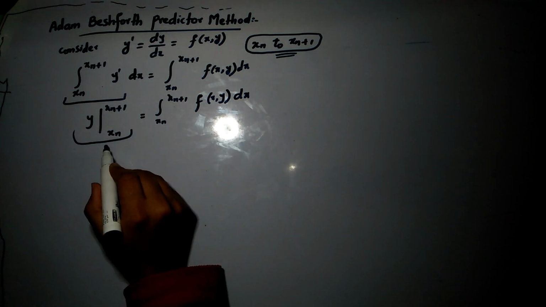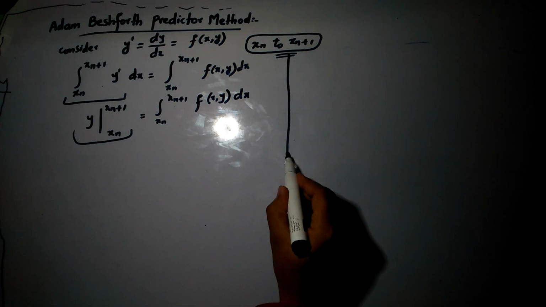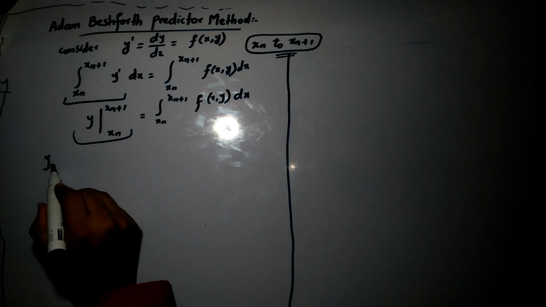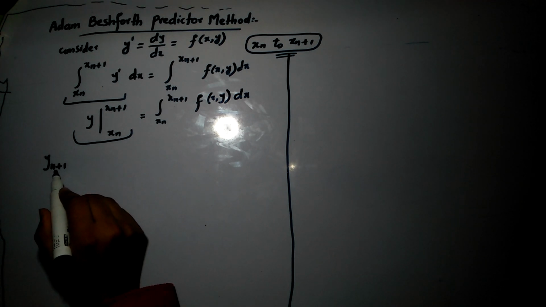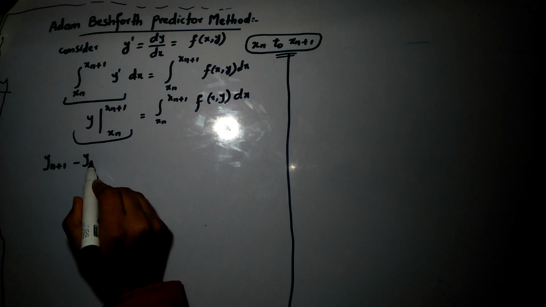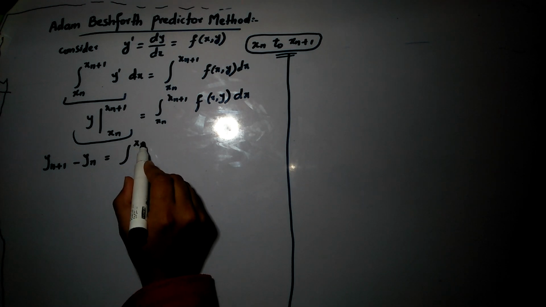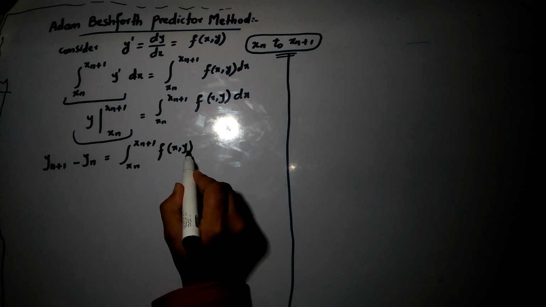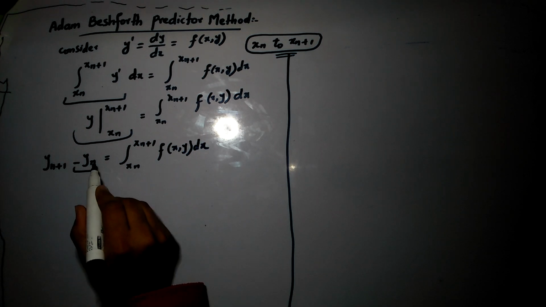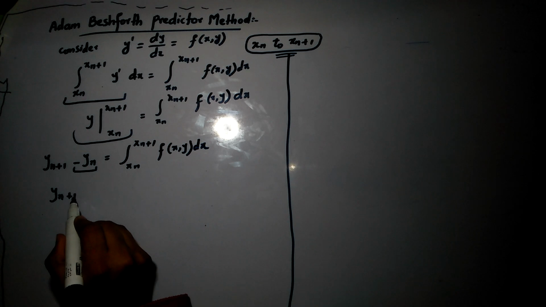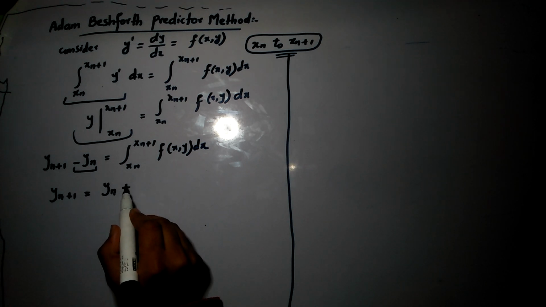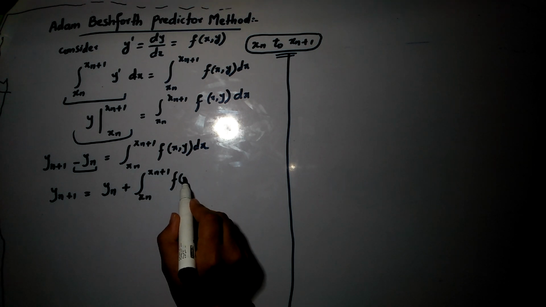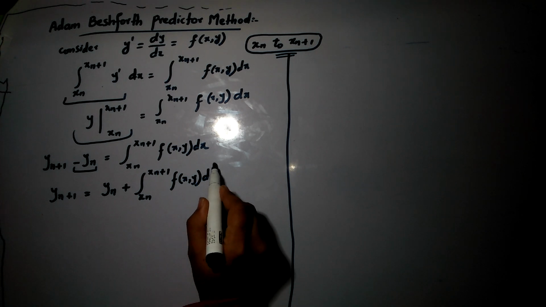Here, applying the upper and lower limits, this expression will be y of xn plus 1 minus y of xn is equal to the integral from xn to xn plus 1 of f of x, y dx. Moving the minus term, y of n plus 1 is equal to y of n plus the integral from xn to xn plus 1 of f of x, y dx.